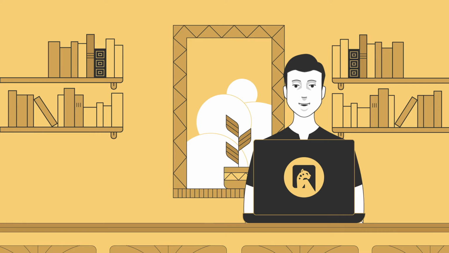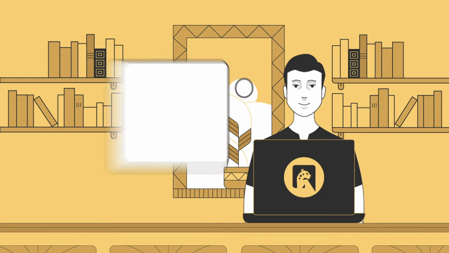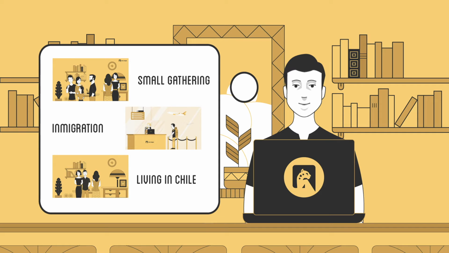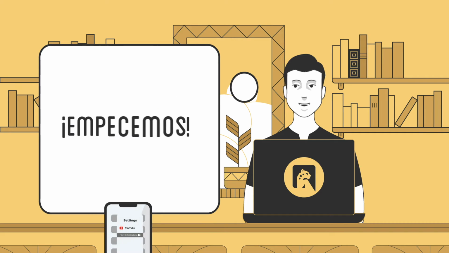Let's practice everything you've learned in Unit 2. Imagine you are in these three scenarios, and try to picture in your head how the conversation would go. If you're not sure about how the conversation would go, just review the episodes in this unit until you have it down pat. Let's get started. Empecemos.